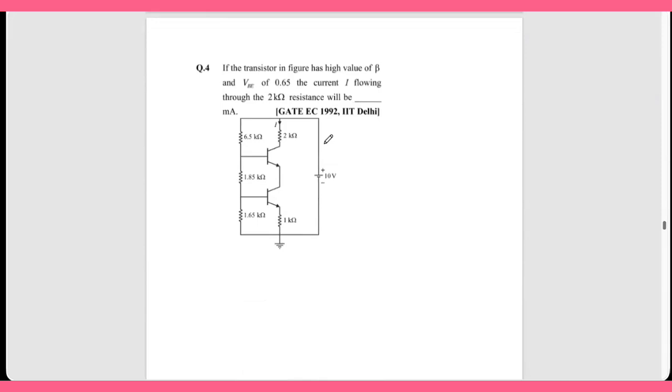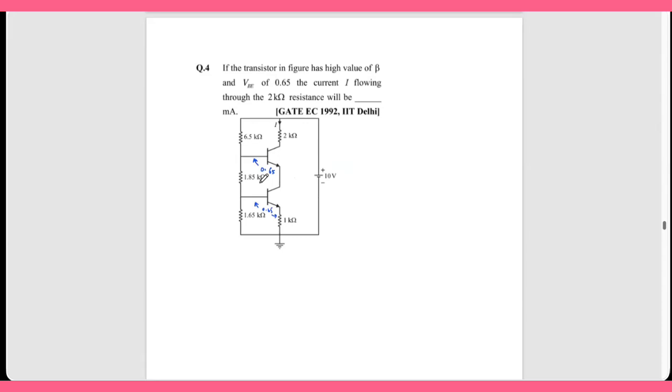If the transistor in the figure has a high value of beta and VB is 0.65, the current I flowing through the 2K ohm resistance will be. Okay. Now VB is 0.65. So this voltage is 0.65. This voltage is also 0.65. Okay. You have to find this current.